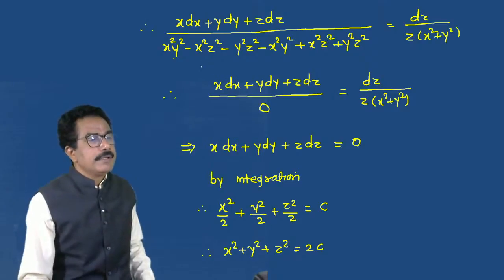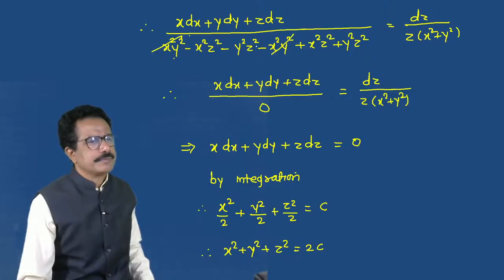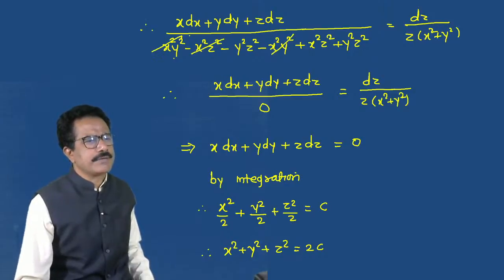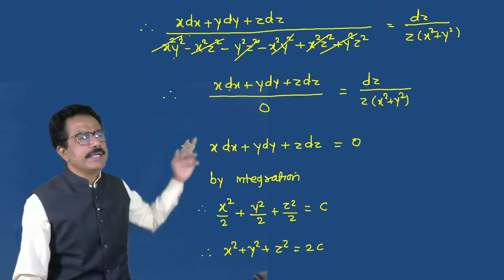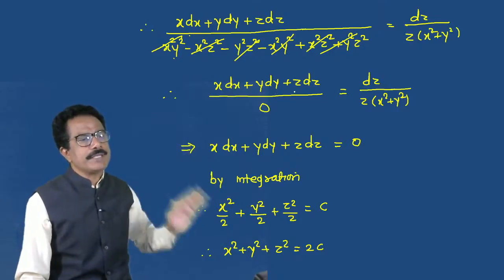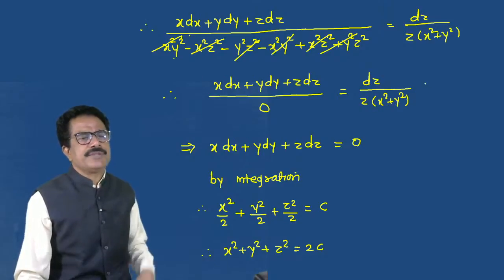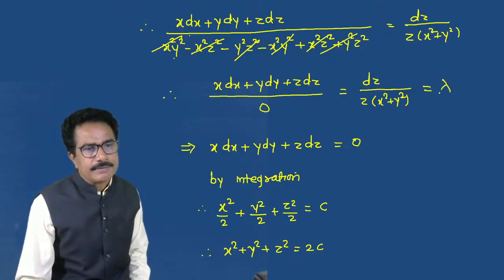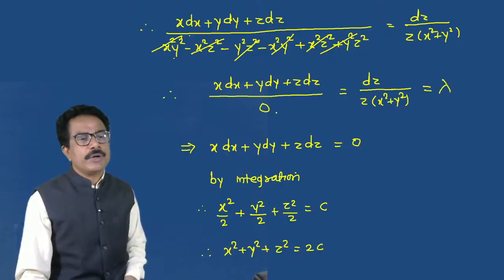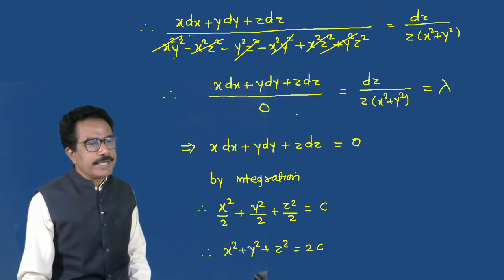So these get cancelled: x square y square, x square y square, z square x square, z square x square. In this way we can write (x dx plus y dy plus z dz) upon 0, which is equal to dz upon z into (x square plus y square). Suppose the ratio of this term will be lambda.